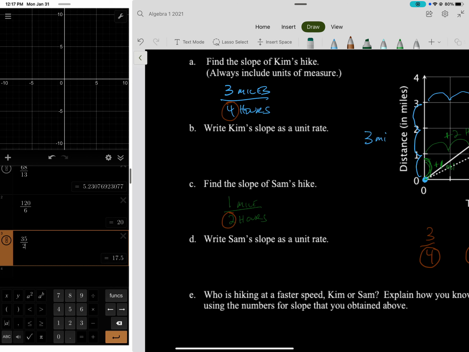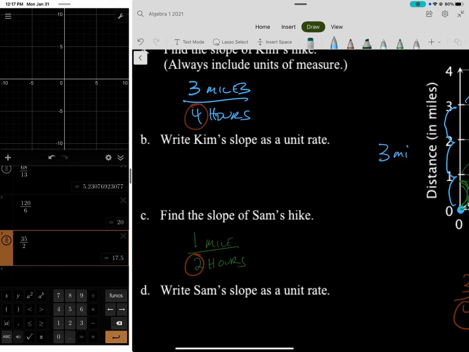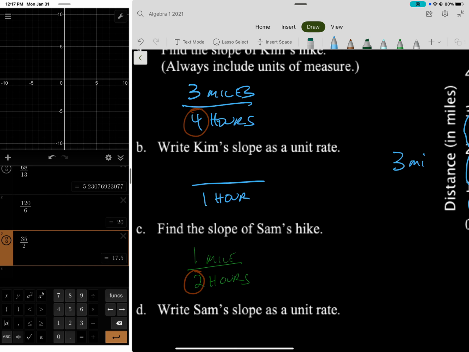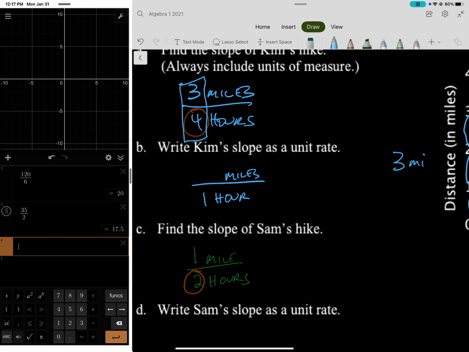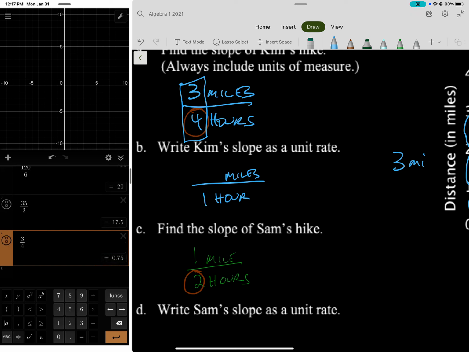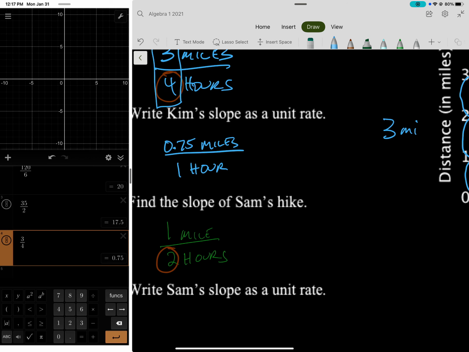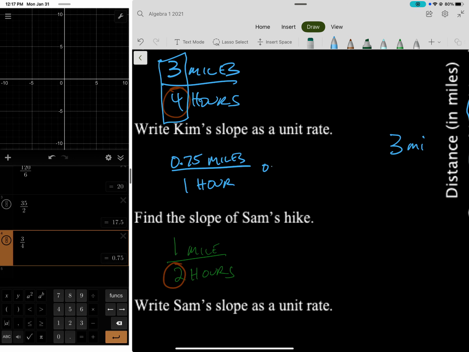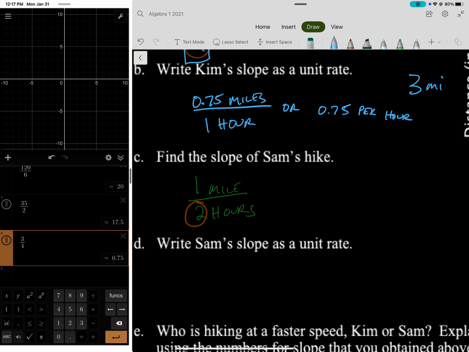So let's convert them both into unit rates. So if I'm going to make Kim's slope as a unit rate, I know it's going to be 1 hour on the bottom. Let me write out the word. And on top, it's going to be miles. So I'm going to actually do the division. 3 divided by 4. I get 0.75. That is the unit rate for Kim, 0.75 miles per hour. It could be written as the fraction, or we can write it as how I just said it, per hour. That means the same thing.